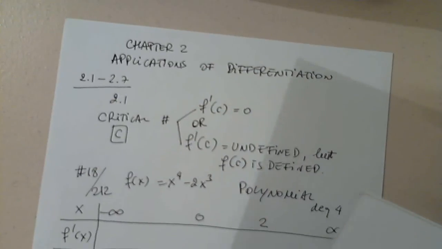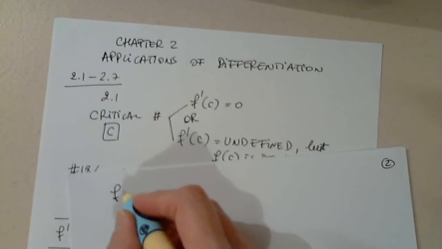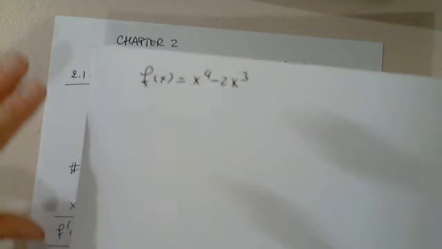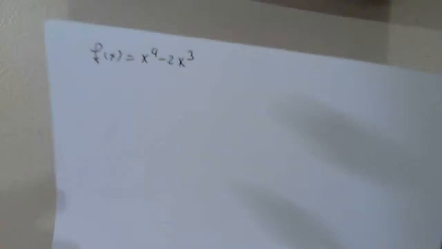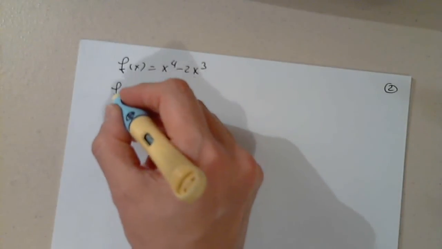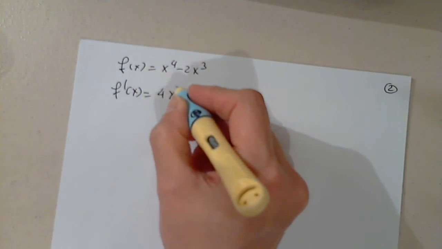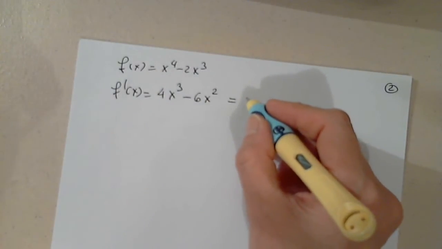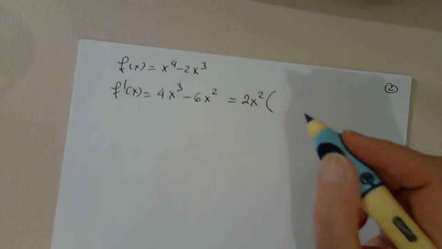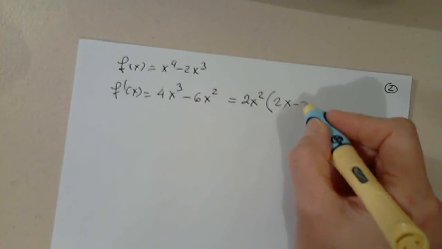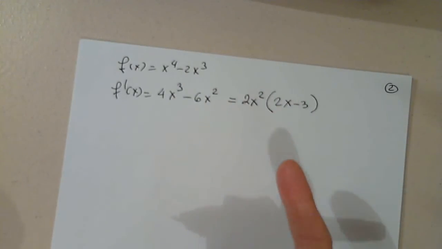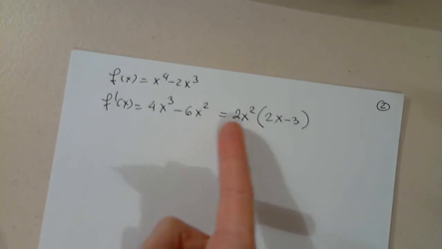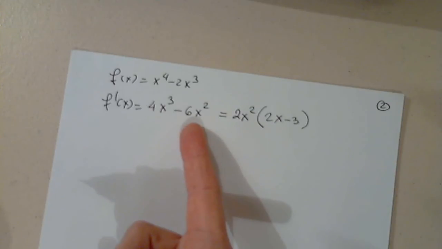Our function was, one more time, I'm copying it here, f of x equals x to the fourth minus 2x cubed. So therefore, f prime of x is 4x cubed minus 6x squared. I will factor out 2x squared, and what is left is 2x minus 3. Why? Because 2x squared times 2x is 4x cubed, and 2x squared times negative 3 is negative 6x squared.